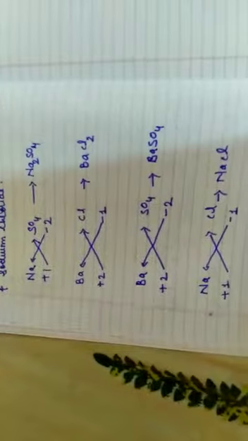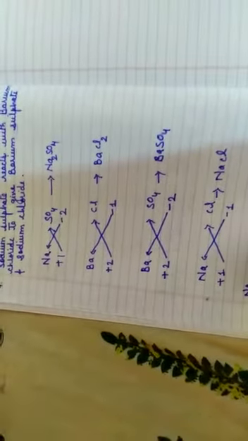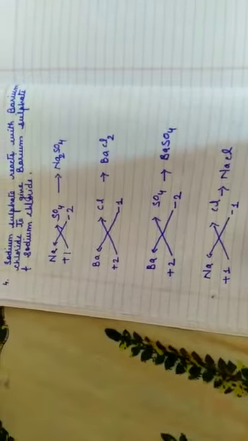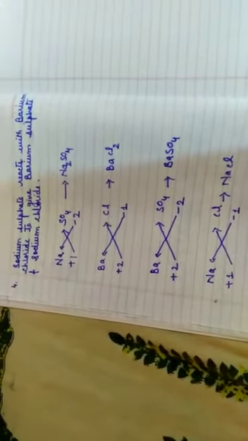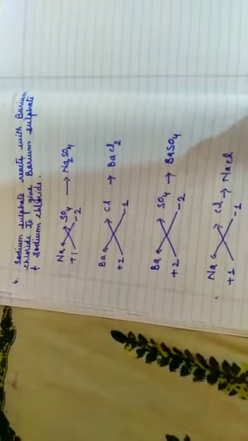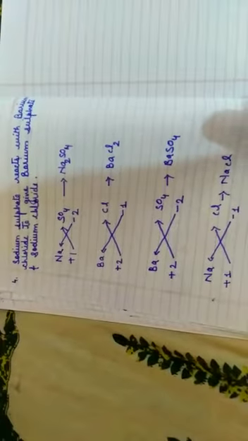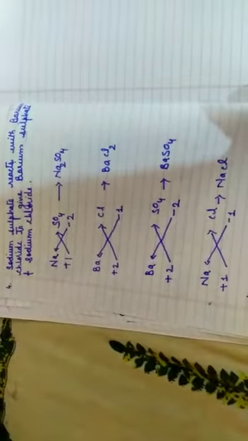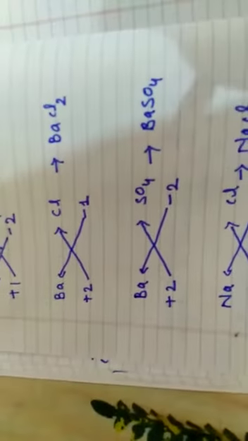So what will be the equation now? The equation will be: sodium sulfate when it reacts with barium chloride, it gives barium sulfate and sodium chloride. This will be the equation.